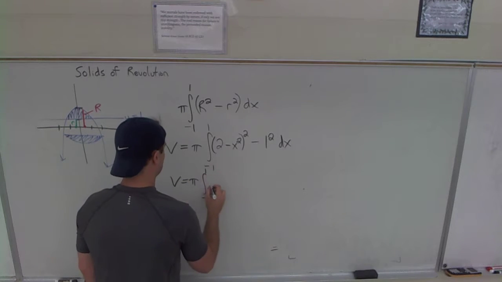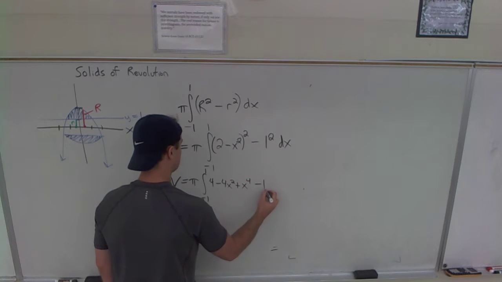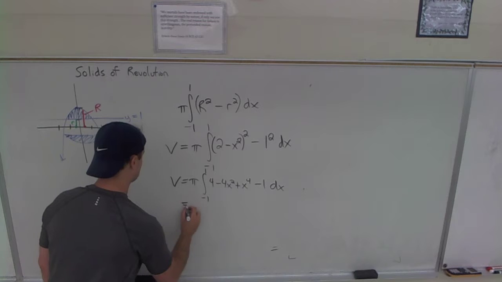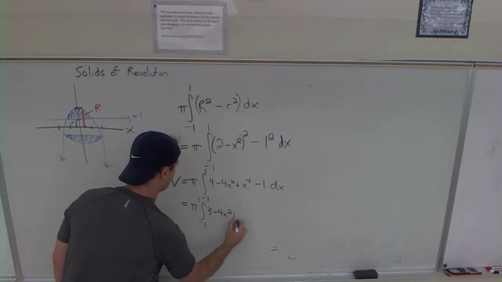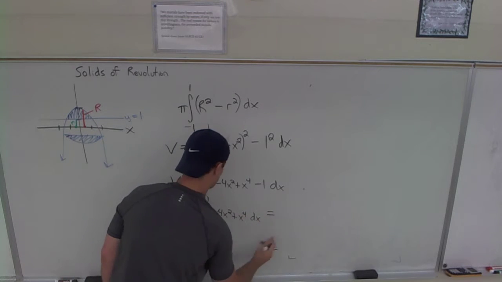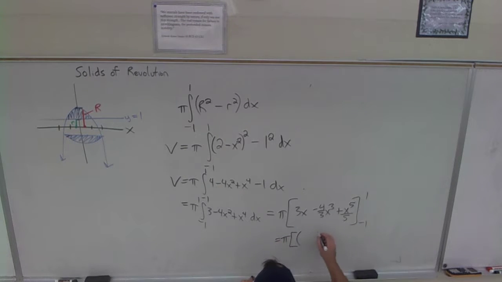So we've got the volume, and then we just got to expand this out. So 4 minus 4x squared plus x to the fourth minus 1 dx. So that's going to be pi. 4 minus 1 is 3. So I've got pi, and I've got 3x minus 4/3 x cubed, integrating, of course, and x to the fifth over 5 from negative 1 to 1, so that's going to be pi, plugging 1 in, plugging negative 1 in.